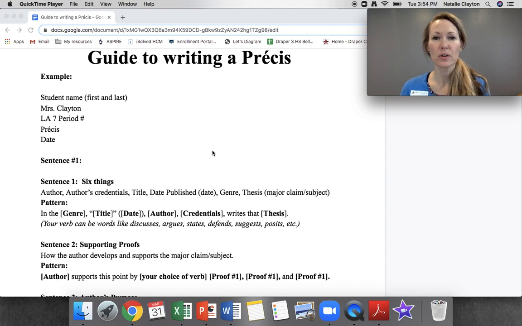Okay, so the first thing you want to do is write your heading. Student name, first and last, my name, Language Arts 7, period, whatever period you are, and then Précis and date. If you don't put an accent on the précis, I don't mind. Once in a while, I'll probably make a mistake and not do the accent. I'm not really that concerned about it.